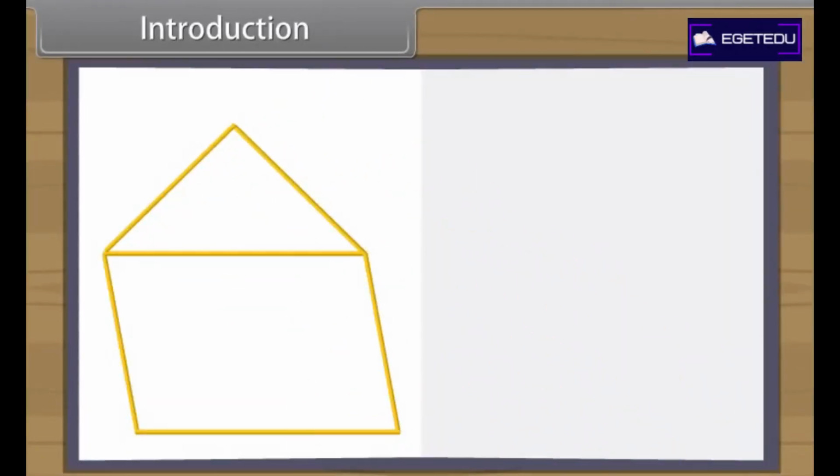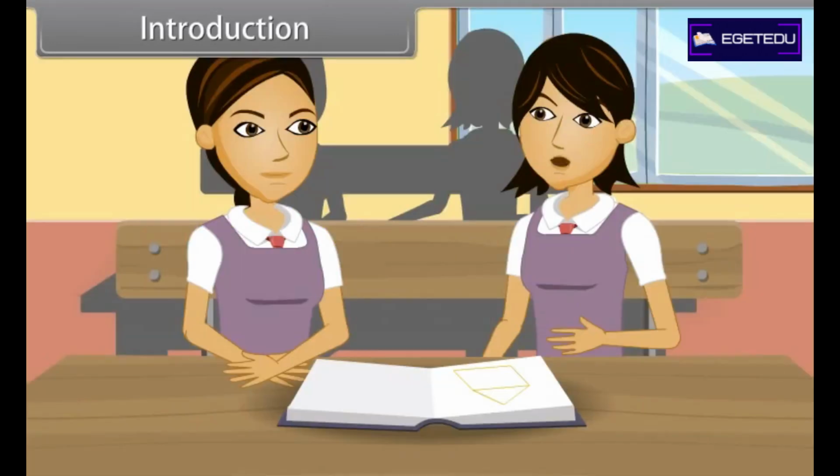See, now both the shapes have the same base. This was so easy. Come, I will tell you more about such figures.